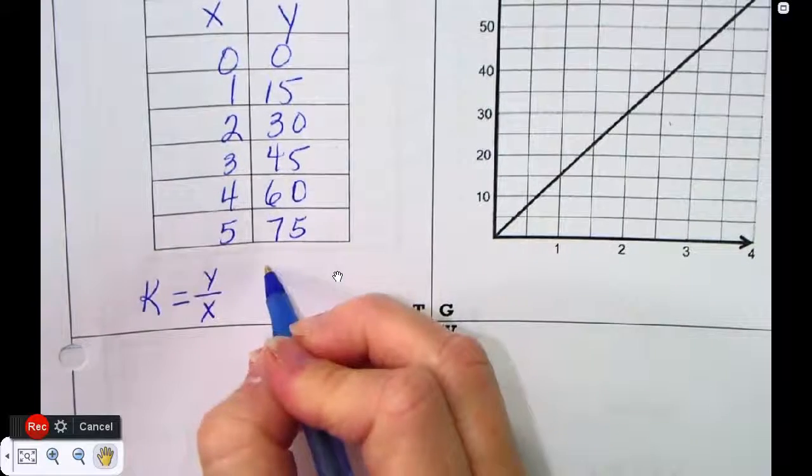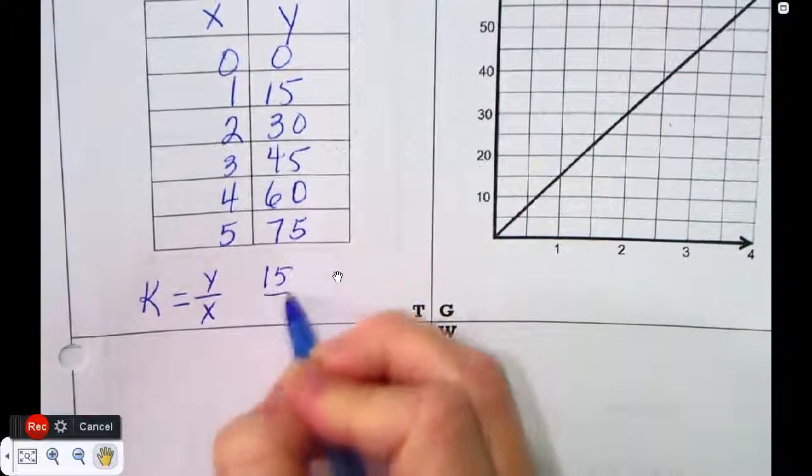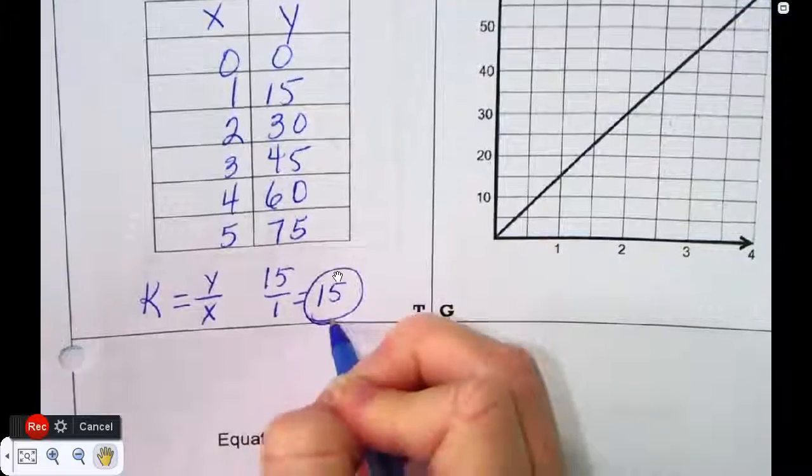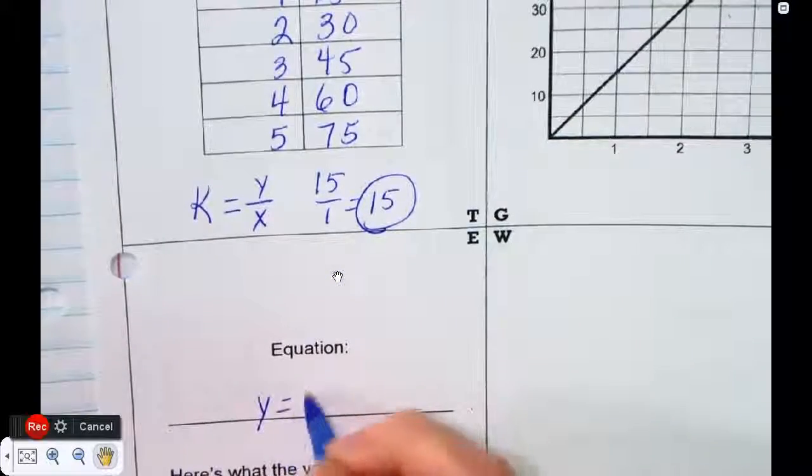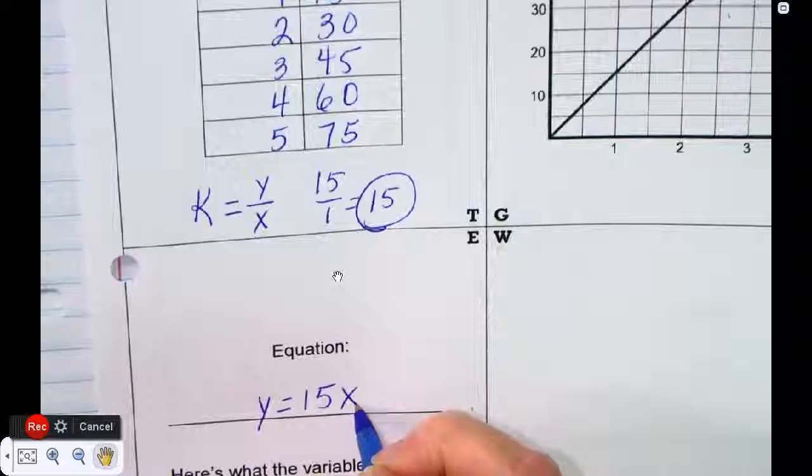So what'd you put? 15 over 1, which is 15. So what's my equation? Y equals 15x.